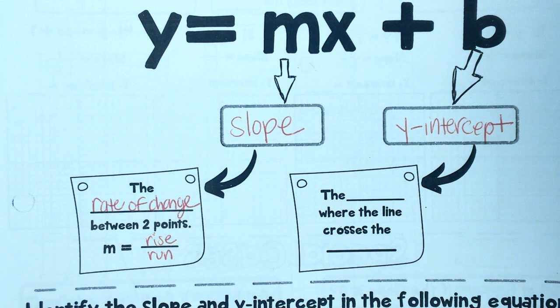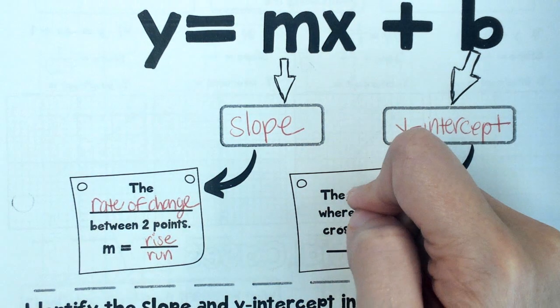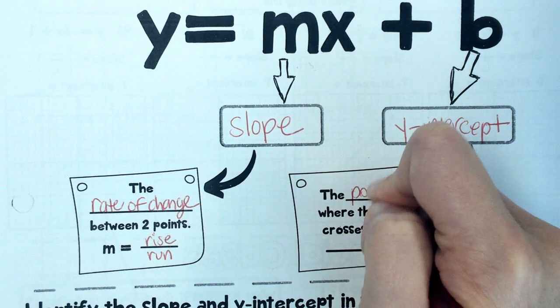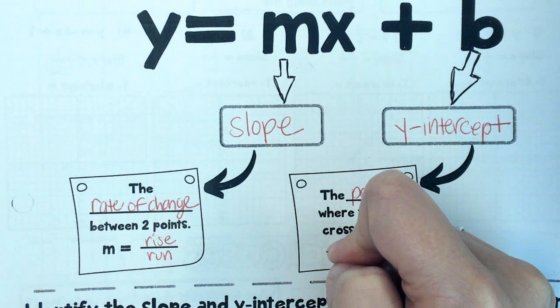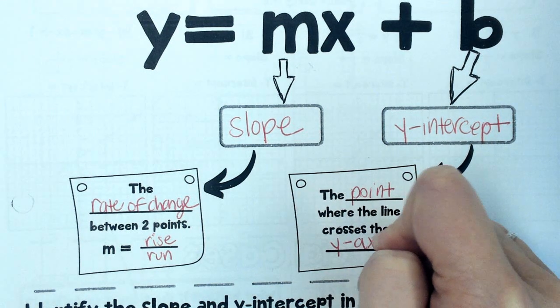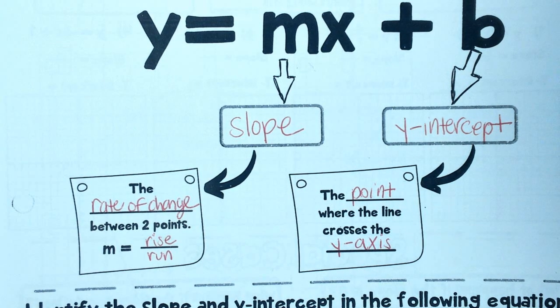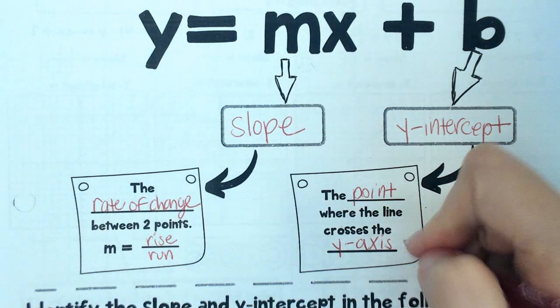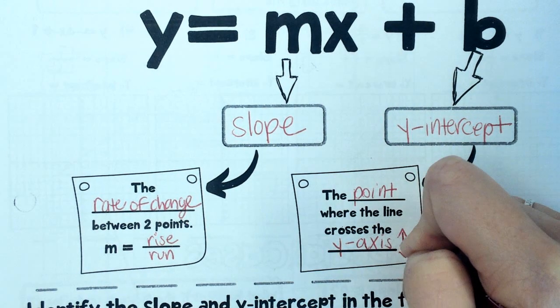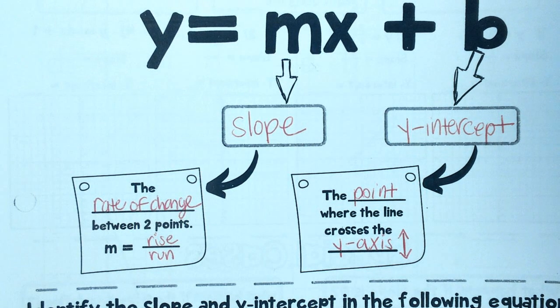Then for our y-intercept, our new part, the y-intercept is the point where the line crosses the y-axis. Can you guys show me with your arm which way the y-axis goes? Yeah, straight up and down. So you might even want to put "y-axis goes this way" as a reminder. My y-axis is the one that's straight up and down.